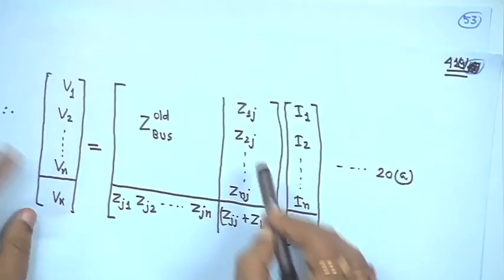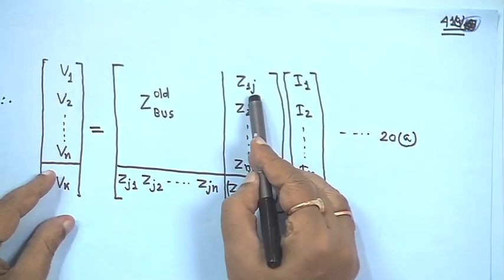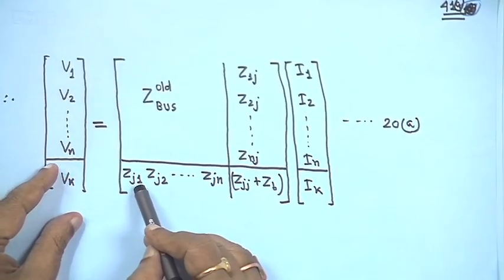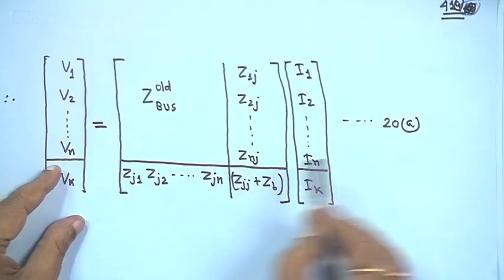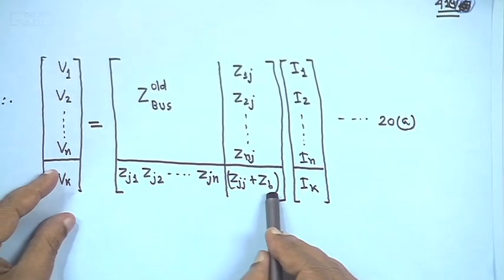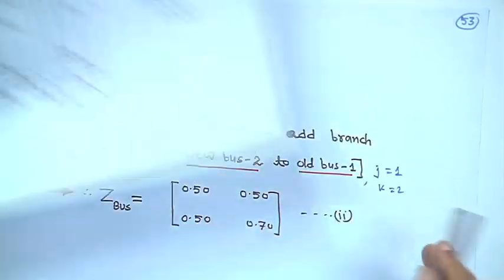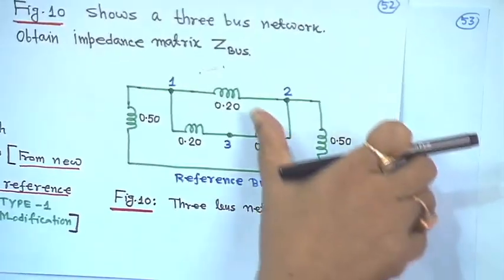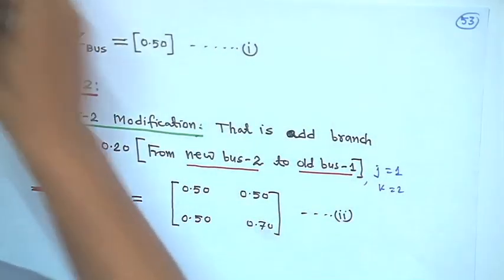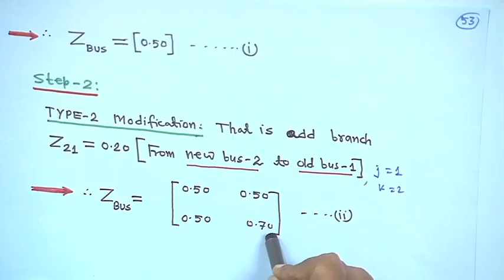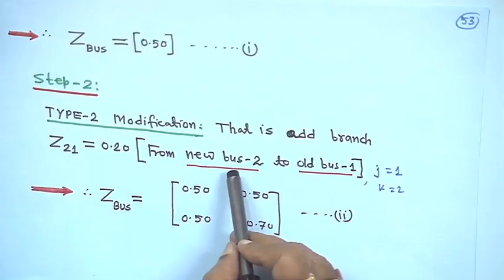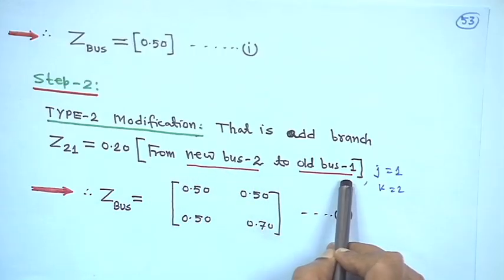Because it is always a 3 bus problem, j is equal to 1, the old bus, and then this is Zjj plus Zb. Z11, because j is equal to 1 and k is equal to 2, and the branch impedance we are adding from 2 to 1 is 0.2. That means it will be 0.5 plus 0.2, so 0.7. This is type 2 modification, where we are adding a new bus to an old bus.